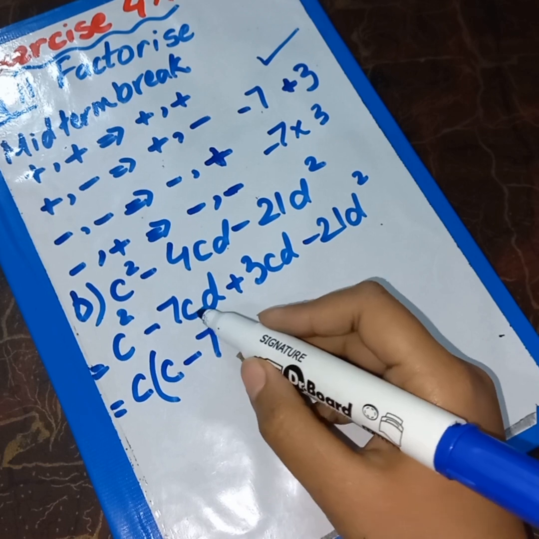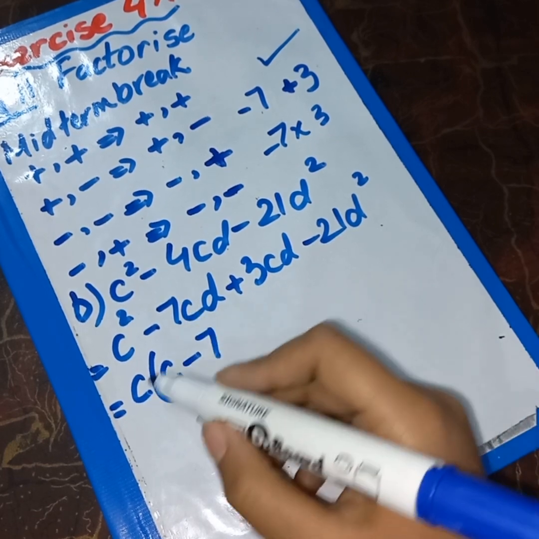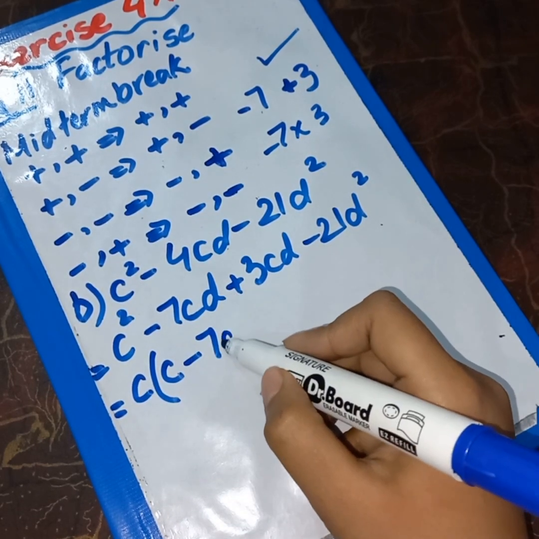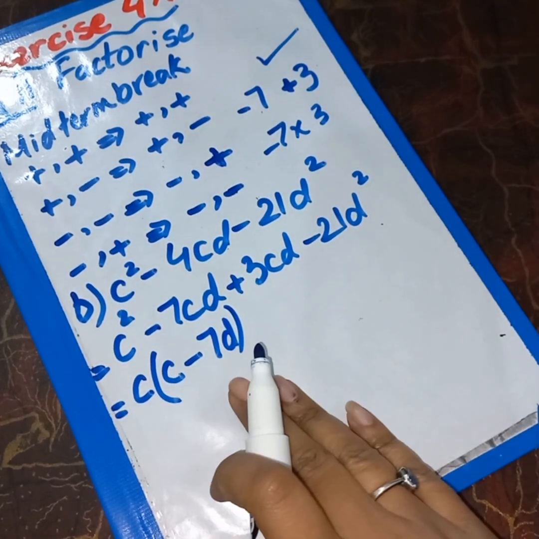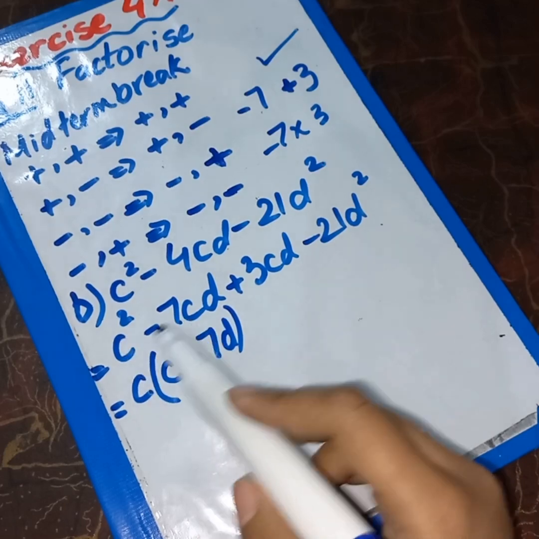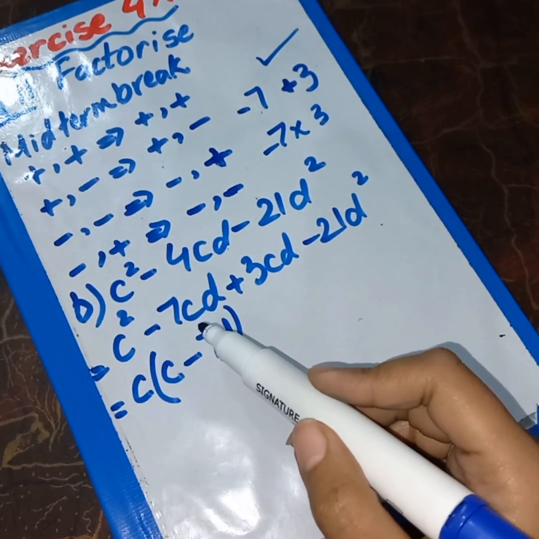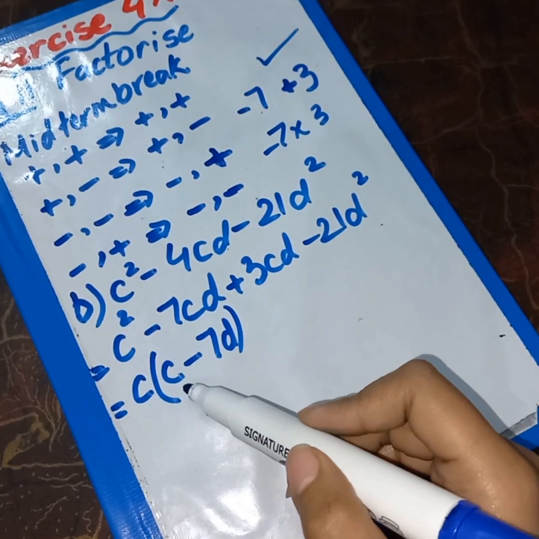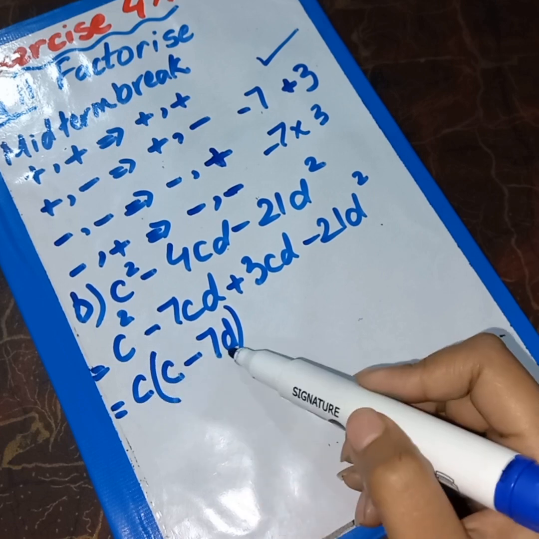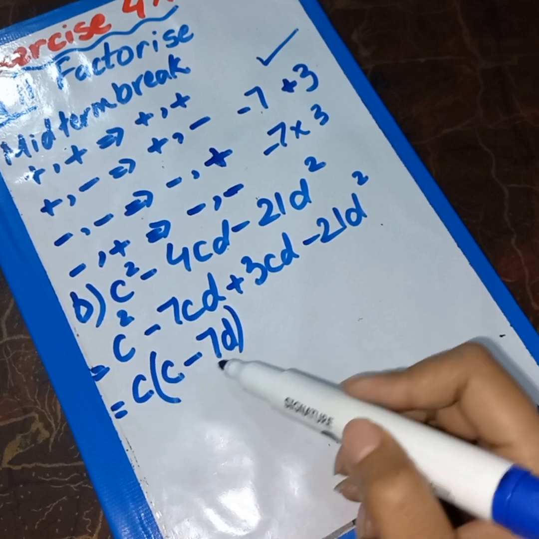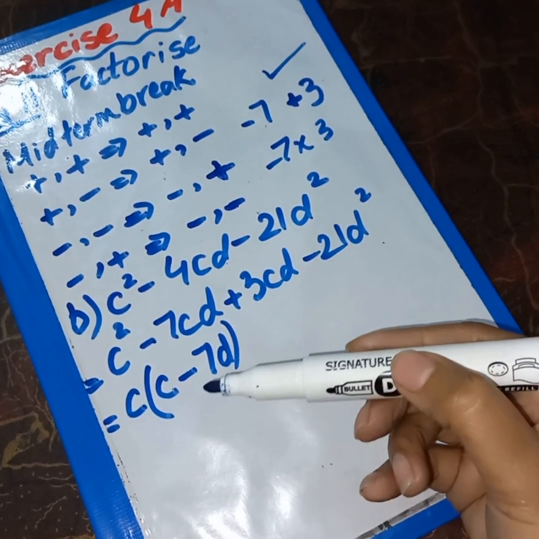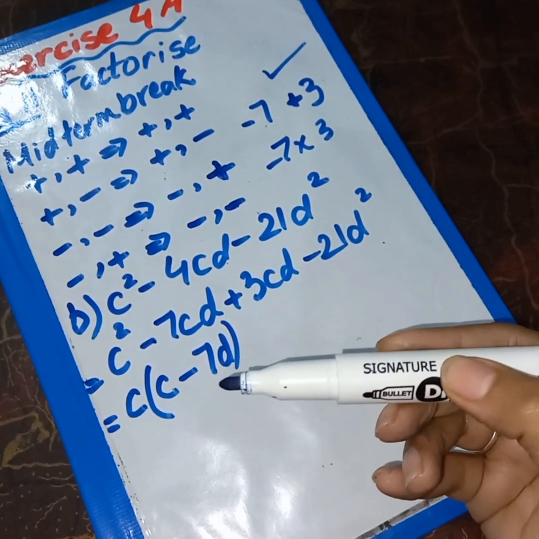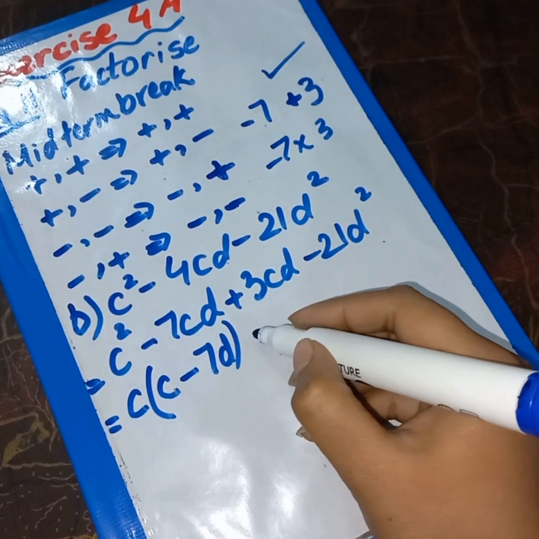And for this c, there is no need to write c because one c is already outside. But yes, there is a need of d here, so d will come down. Just solve it in your mind whether you are getting this expression again after multiplication or not. C multiplied by c is c square, minus 7 multiplied by d is 7cd. So it will give you again the expression which you have solved. As I told you, factorization is the reverse of expansion. So please take care of this.